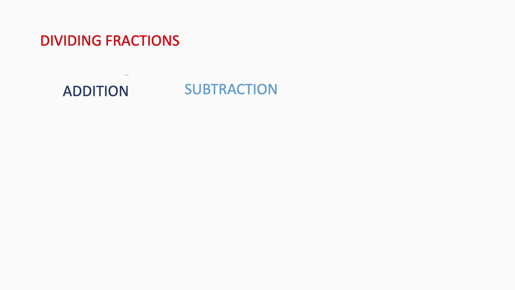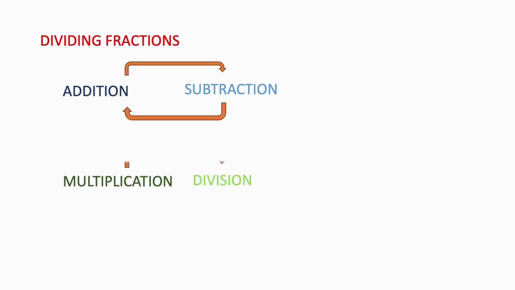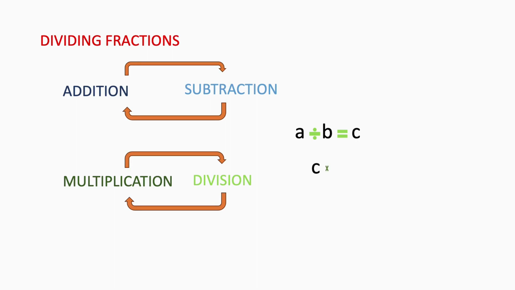Dividing fractions. We know that addition and subtraction, and multiplication and division, are opposite operations. Therefore, if we multiply the quotient by the divisor, it will be equal to the dividend. For example, if A divided by B equals C, then C times B equals A. We use the same rule to divide fractions.